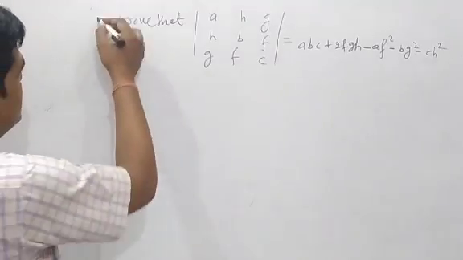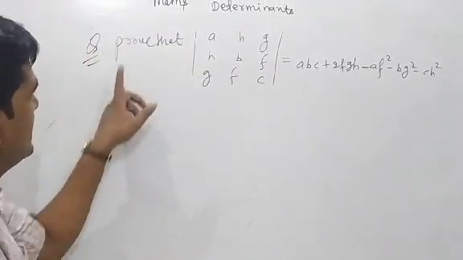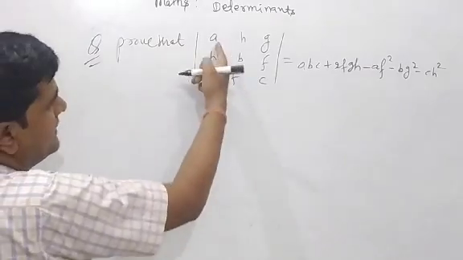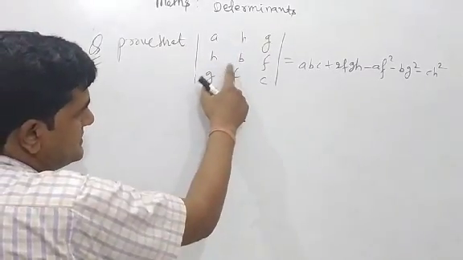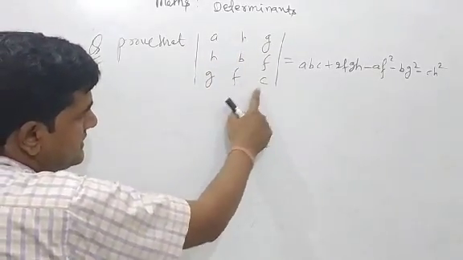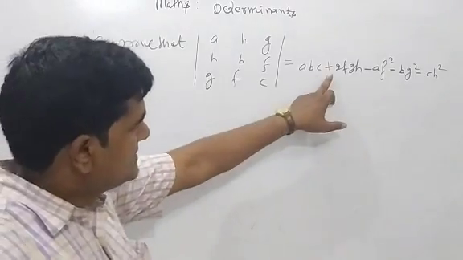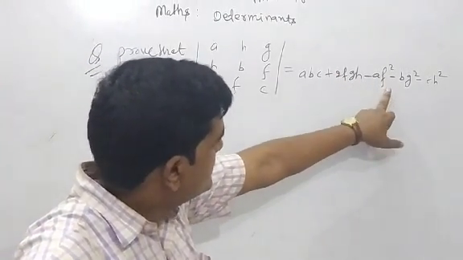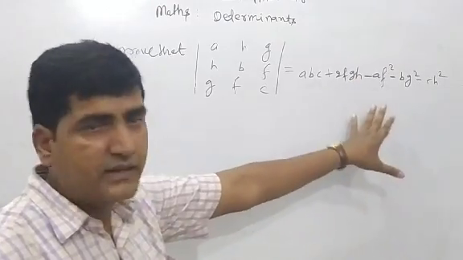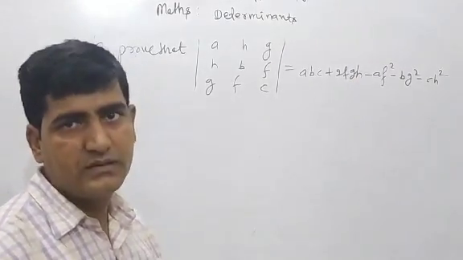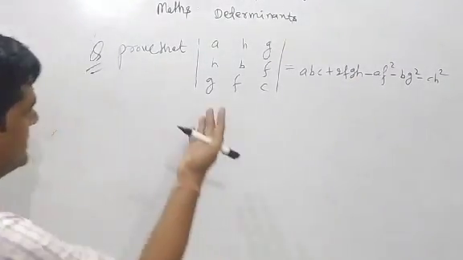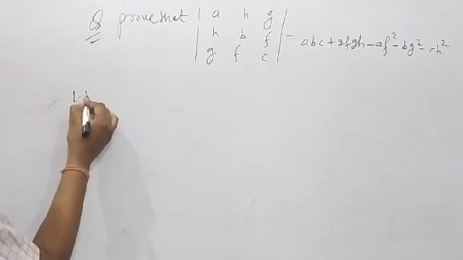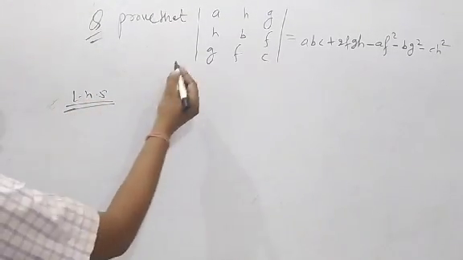See this question. In this question, we have to prove that the determinant with rows A, H, G; H, B, F; G, F, C is equal to ABC plus 2FGH minus AF square minus BG square minus CH square. We have to prove means simply we have to expand here only. Expand means the left hand side. Clear?